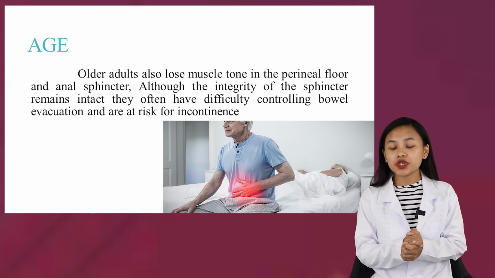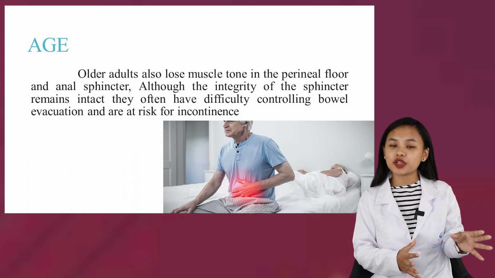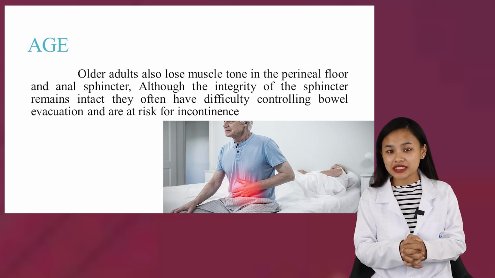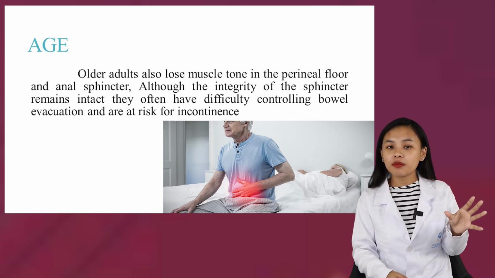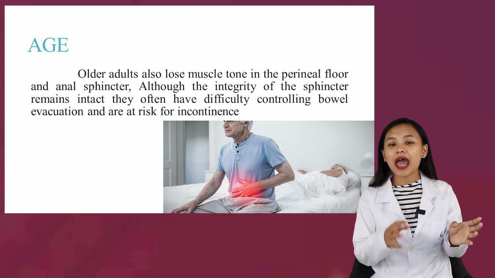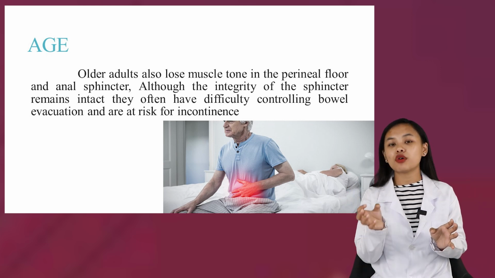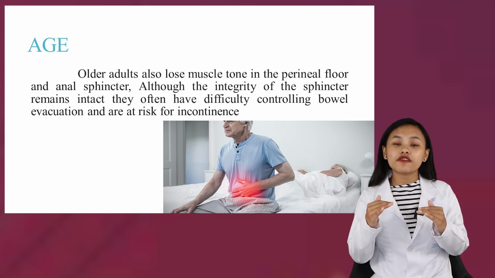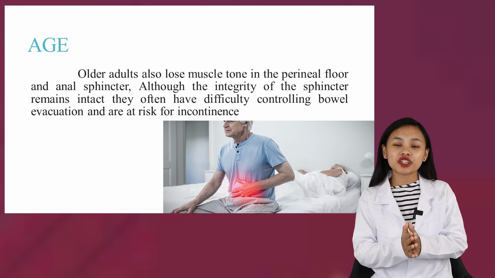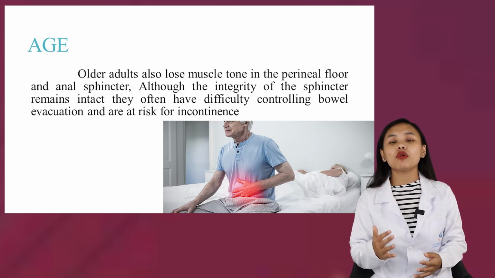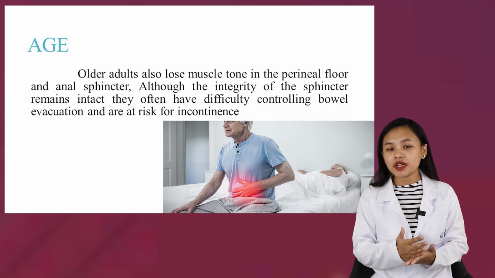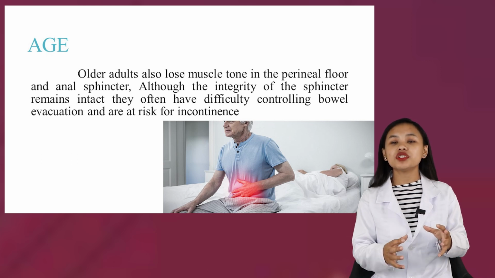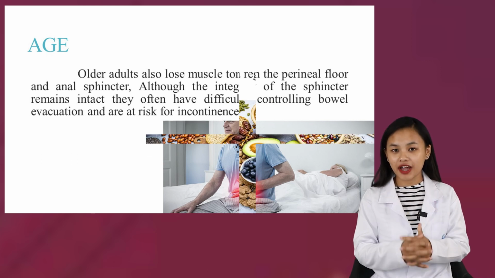So as we have discussed, in an infant, because of the undeveloped neuromuscular system, he or she might not be able to control their elimination. And in an older adult, because the muscle tone in the perineal floor as well as the anal sphincter is loose, this can also affect normal bowel elimination. So this is the reason why age is one of the factors.